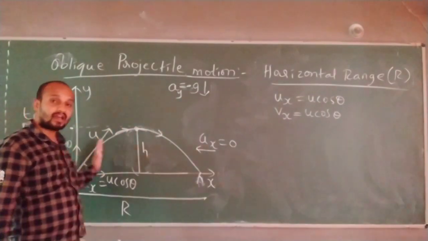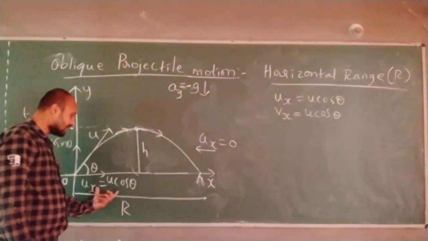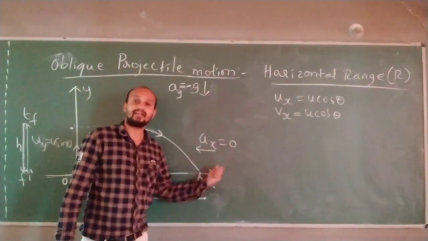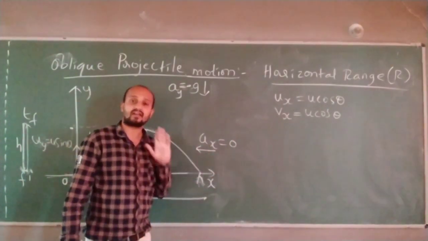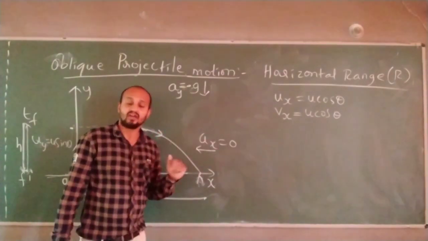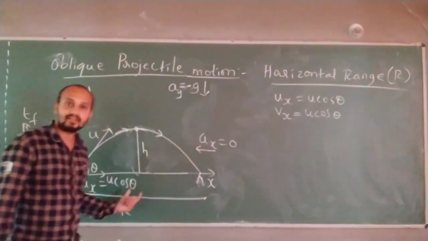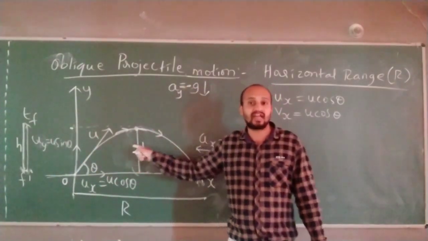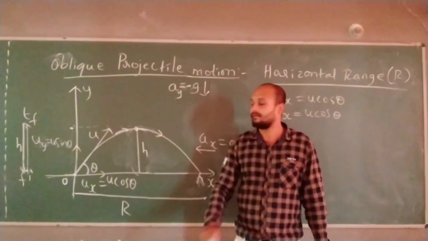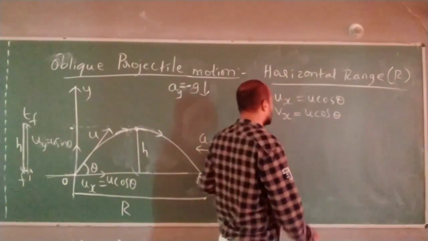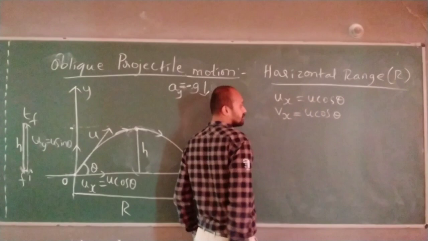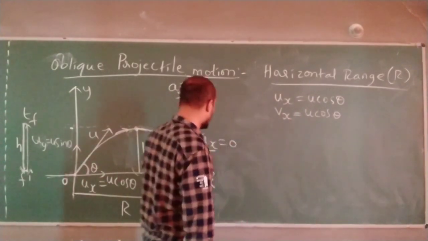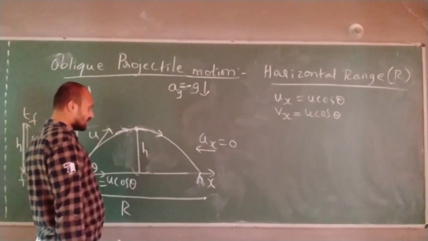What is the velocity along the x-axis? Initially it is u cos theta. It keeps on being u cos theta until an acceleration acts along the x-axis. Acceleration is change in velocity, so if there is no acceleration, there is no question of change in velocity. So at every point of this projectile motion, the velocity along the x-axis will be u cos theta. Now we are trying to find the range.